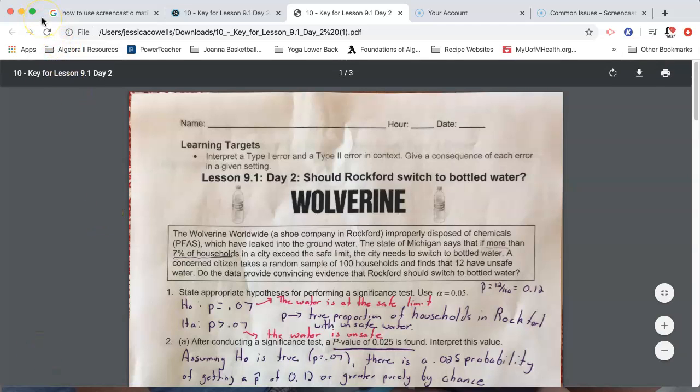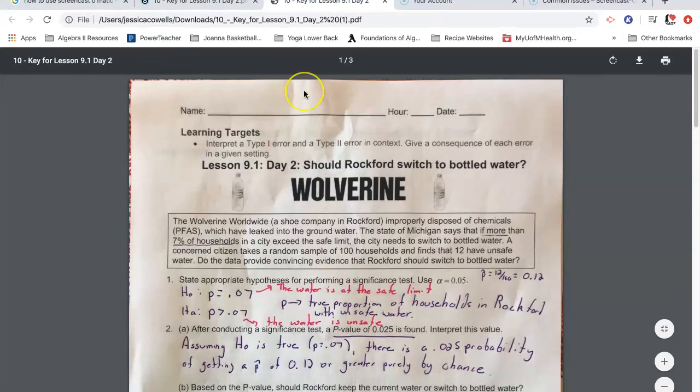Hi AP Stats. Today we're just going to do a quick review of lesson 9.1 day 2. The learning target for this lesson is that you should be able to interpret a type 1 error and a type 2 error in context. Once you have them interpreted, you should be able to give a consequence of each error in a given setting. So let's take a look at this.